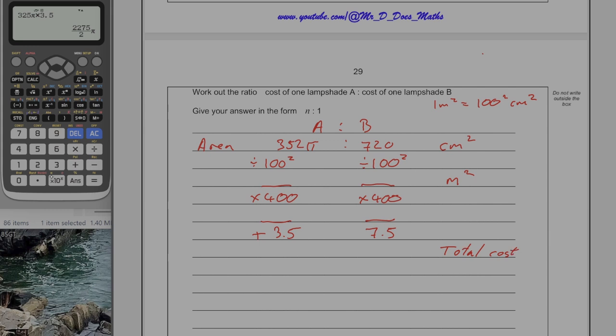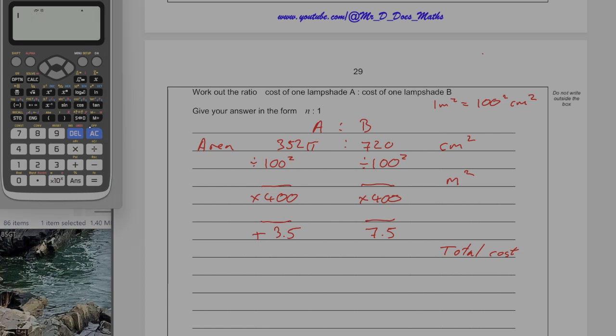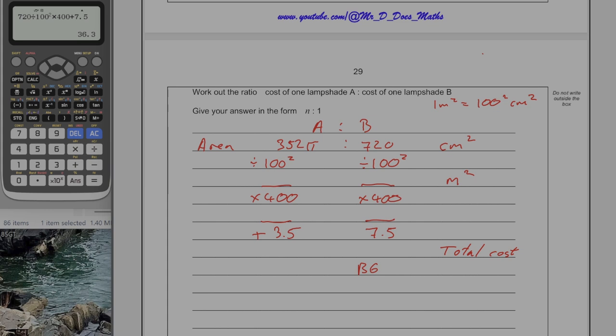I'm going to start with this one because I think that this one is slightly nicer. So if I do 720 divided by 100 squared, then times by 400, and then finally add £7.50, that will give me £36. Let's write that a bit better. £36.30.